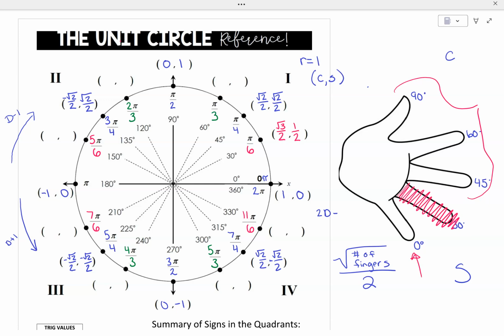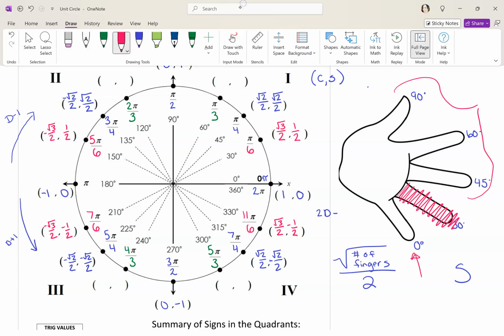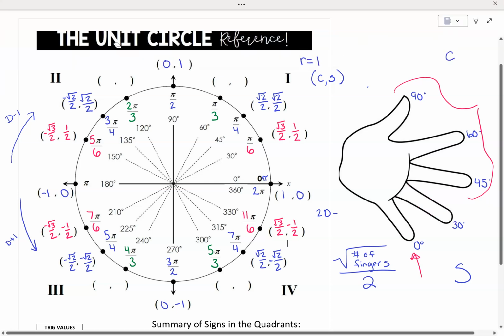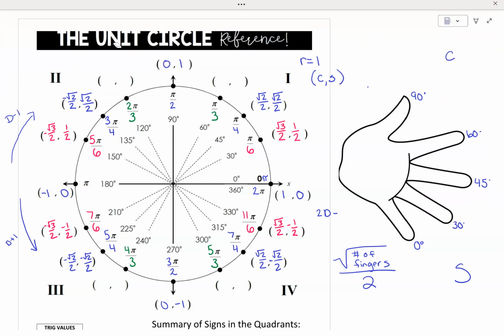And the cool thing is we are going to copy that. Again, cosine is negative here. Sine's positive. They are both negative here. And then cosine is positive here and sine is negative here. Okay, because it's very important that you guys get this memorized.